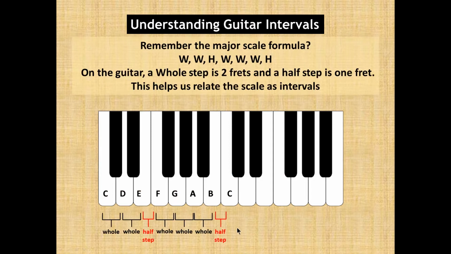Now, once again, going back to the image we used to learn the major scale formula, whole, whole, half, whole, whole, whole, half, the way to translate this over to the guitar is simply to remember that every whole step is 2 frets. And so another way to think of this is that the major scale formula is 2 frets, 2 frets, 1 fret, 2 frets, 2 frets, 2 frets, 1 fret. And that helps us to think in terms of frets or semitones or the intervals on a guitar.